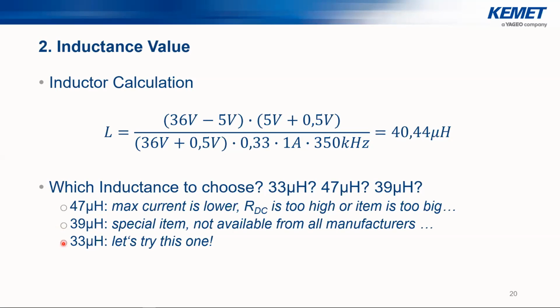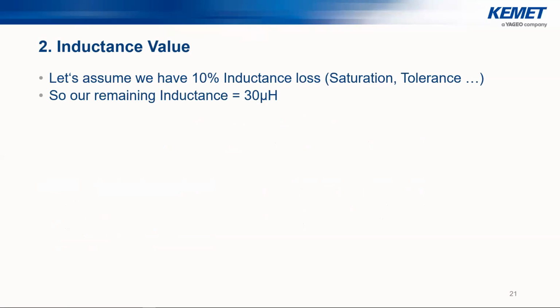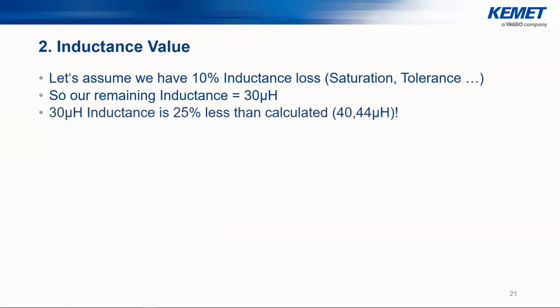So let's start to calculate with the 33 microhenry. It's just 7 microhenry below this one. Should be a nice solution. Now I start the calculation. Let's assume we have in addition 10% inductance loss due to the saturation or maybe due to the manufacturing tolerance of the item. So in this case, our remaining inductance of the 33 microhenry is only 30 microhenry. So 30 microhenry is already 25% less than initially calculated because we calculated 40 microhenry.